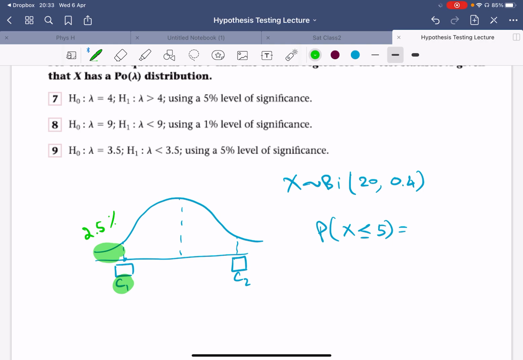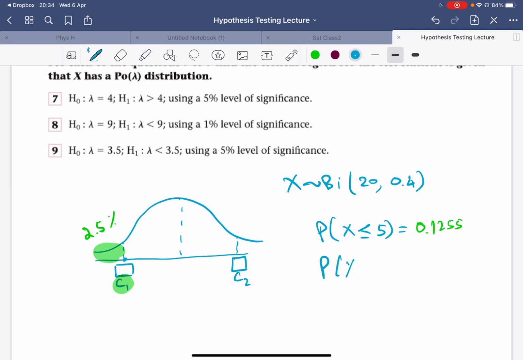So I'm going to look in the table, binomial CDF. The trials is 20, P is 0.4, and the X value I'm putting in is 5. So I got 0.1255. No, not this one. I want to go lower.